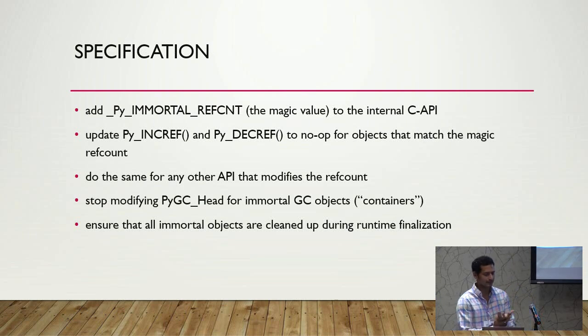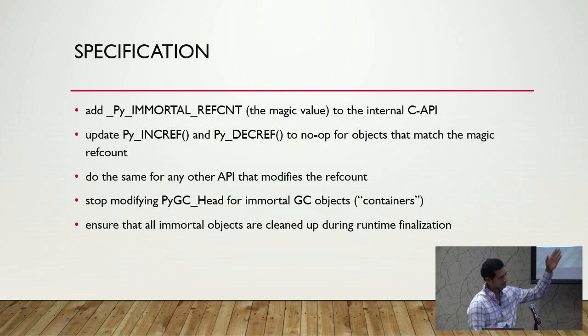So what is the specification of PEP 683? As I already gave a hint, it adds Py_IMMORTAL_REFCNT, the magic value. I'll show the magic value. Also I would like to tell that every object in CPython needs to go through this whole cycle, with the Py_INCREF and Py_DECREF functions to increment or decrement the reference count. So what they have suggested is to update Py_INCREF and Py_DECREF to no-op.